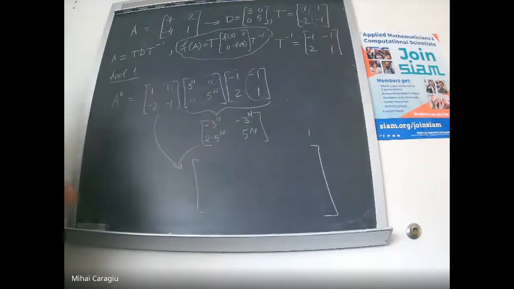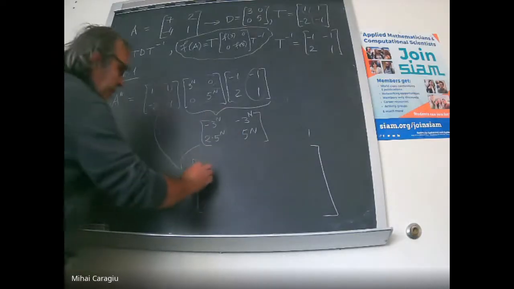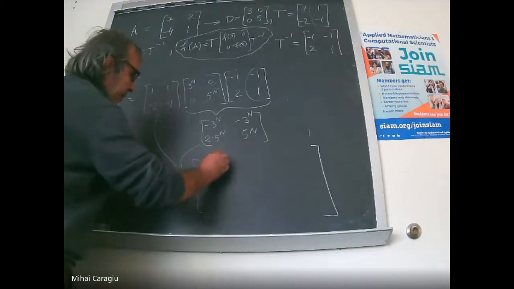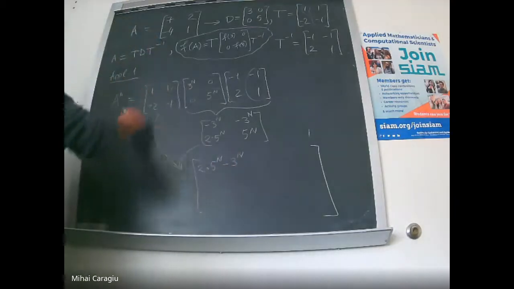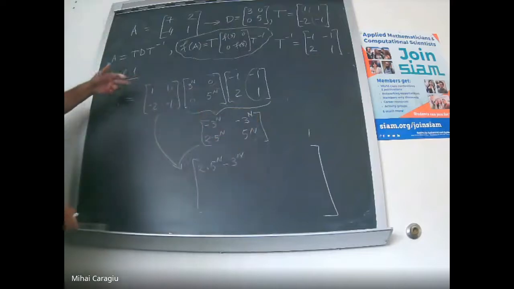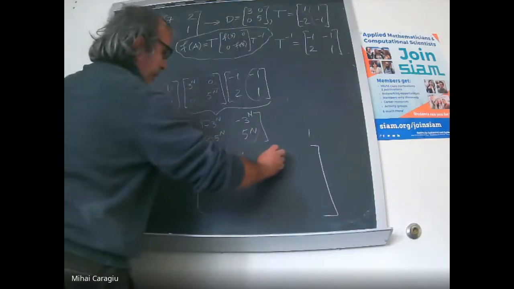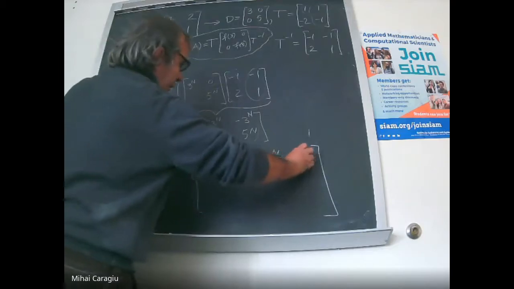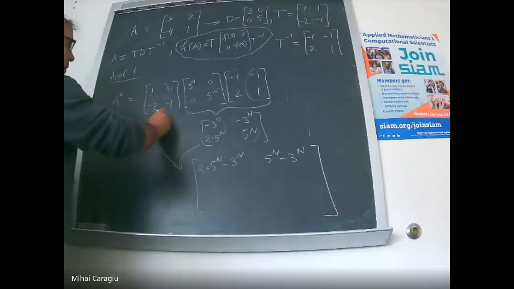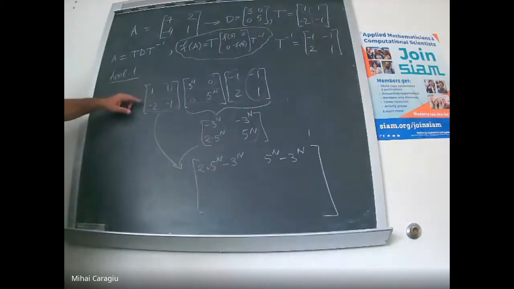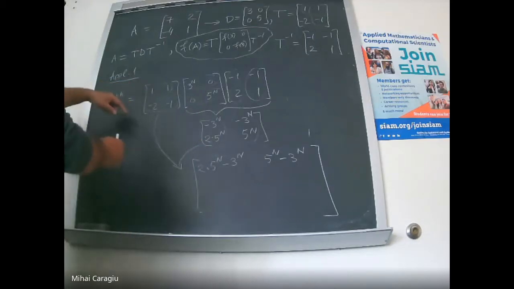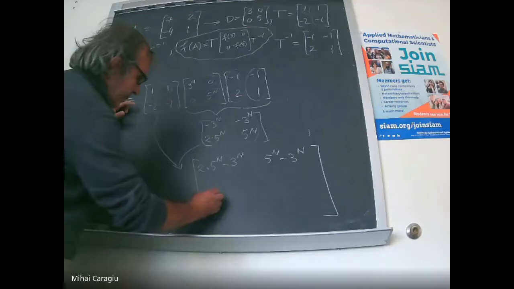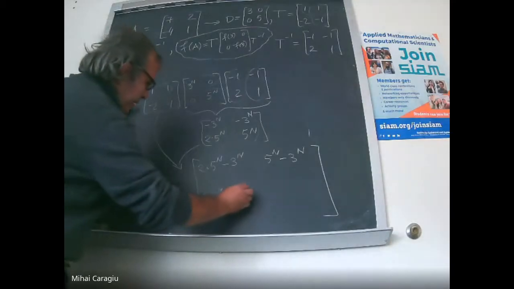First, first will be 2 times 5 to the power n minus 3 to the power n. First, second, dot product, so 5 to the power n minus 3 to the power n. Second, first, 2 times 3 to the power n minus 2 times 5 to the power n.